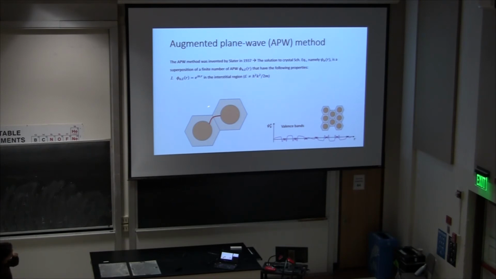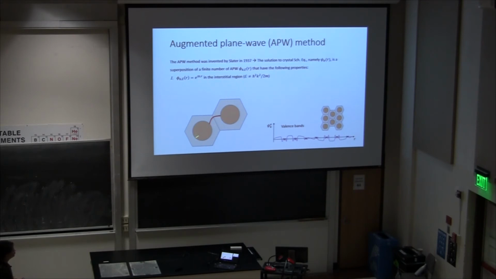And the way that it works is that it assumes that the solution to the lattice Schrodinger equation is a superposition of a finite number of functions like this phi. These functions are called the augmented plane waves. And what are those? These functions, these augmented plane waves, have three conditions. First condition is that they are plane waves. These are functions that are plane waves in the interstitial region.